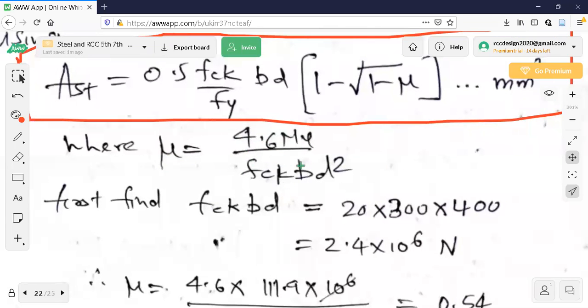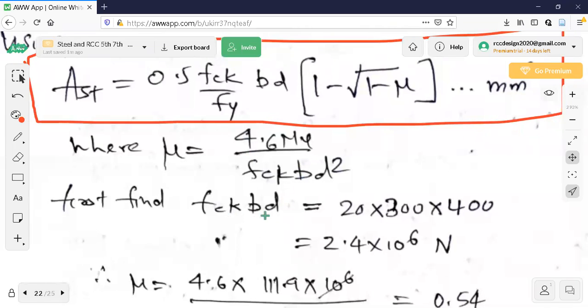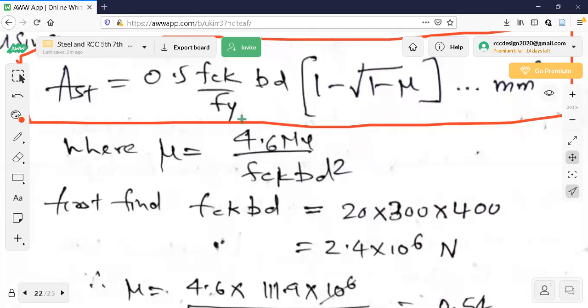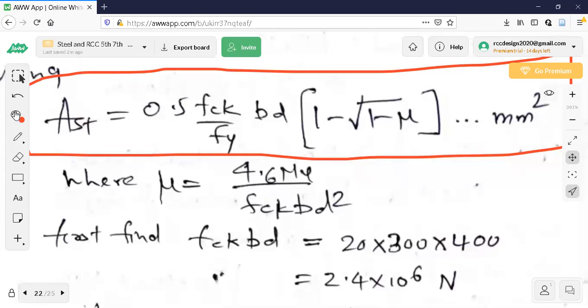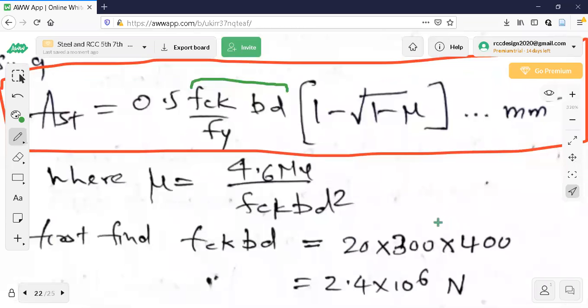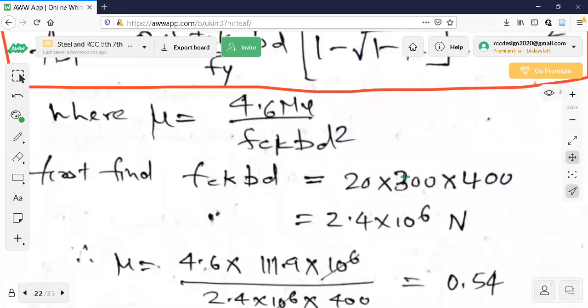Now for calculation of this, one more trick I am using. I'll calculate FCK BD. In this formula, FCK BD square is there, but I will calculate FCK BD, then I will multiply one more time D to get this denominator. Why is this done? Here also FCK BD is there. You can see that one. That is why this trick has to be used here. While calculating, first see this FCK BD. Now you look at 4.6 Mu by FCK BD square.